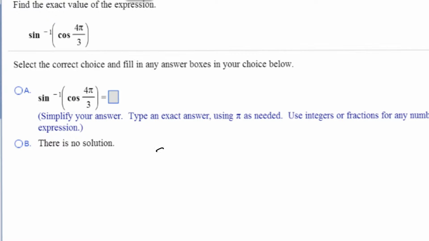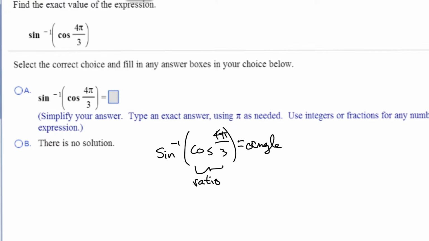Here we are to find the arcsine, or inverse sine, of the cosine of 4 pi over 3. So when we find the cosine of 4 pi over 3, what we're going to get is a ratio, and then we'll find the inverse sine or arcsine of that ratio, and what we should get back will be an angle. And that angle will have to be in either quadrant 4 or quadrant 1, since the arcsine is only defined from minus pi over 2 to pi over 2.